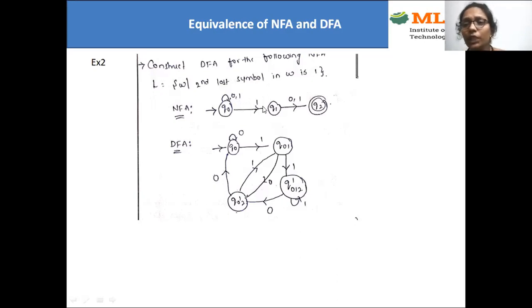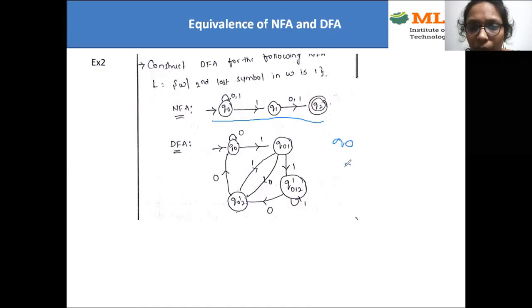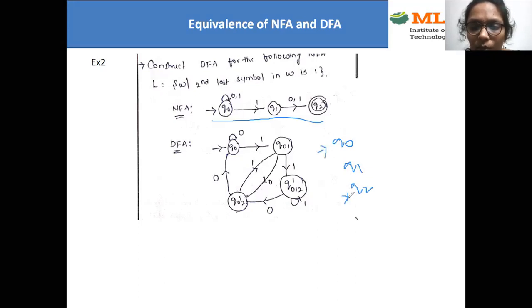Further, we need to construct the DFA. What is the process I need to follow here? I have not written the process here. First, you need to draw the transition table for this. What are the states we have? Q0, Q1, Q2. Q0 is the initial state, and Q2 is the final state. What are the inputs we have? We have 0 input and we have 1 input, right?